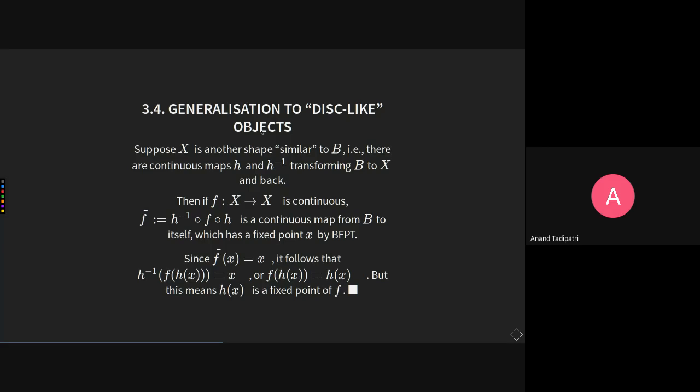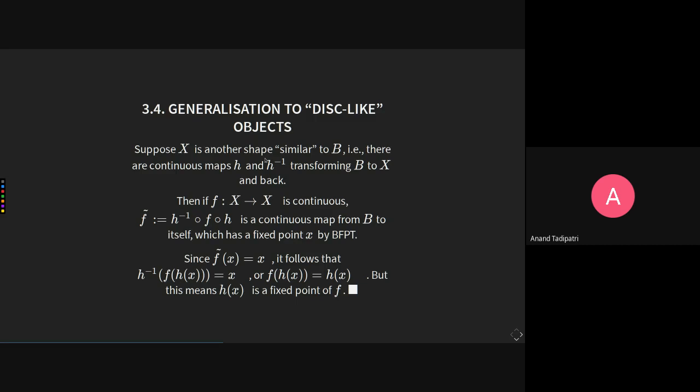So in other words, we say two things are similar if there's a continuous way to go from B to X, where B is the closed unit disk that we're considering, and X is some random space. And moreover, there's a continuous way to go back from X to B. The square is an example of something that's sufficiently disk-like, and so is a hexagon.